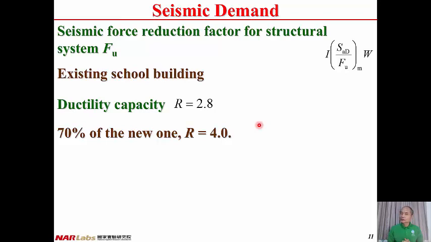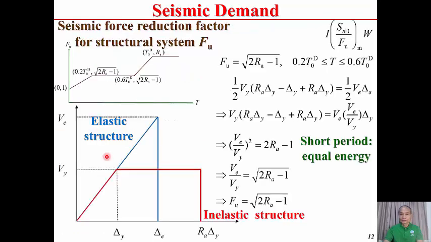For existing school buildings, the ductility capacity is assigned to be R equal to 2.8. That's 70% of the new one. For newly constructed school buildings, R can be as high as 4.0. Therefore, for the existing building, the ductility capacity is smaller, only 70% of the new one.